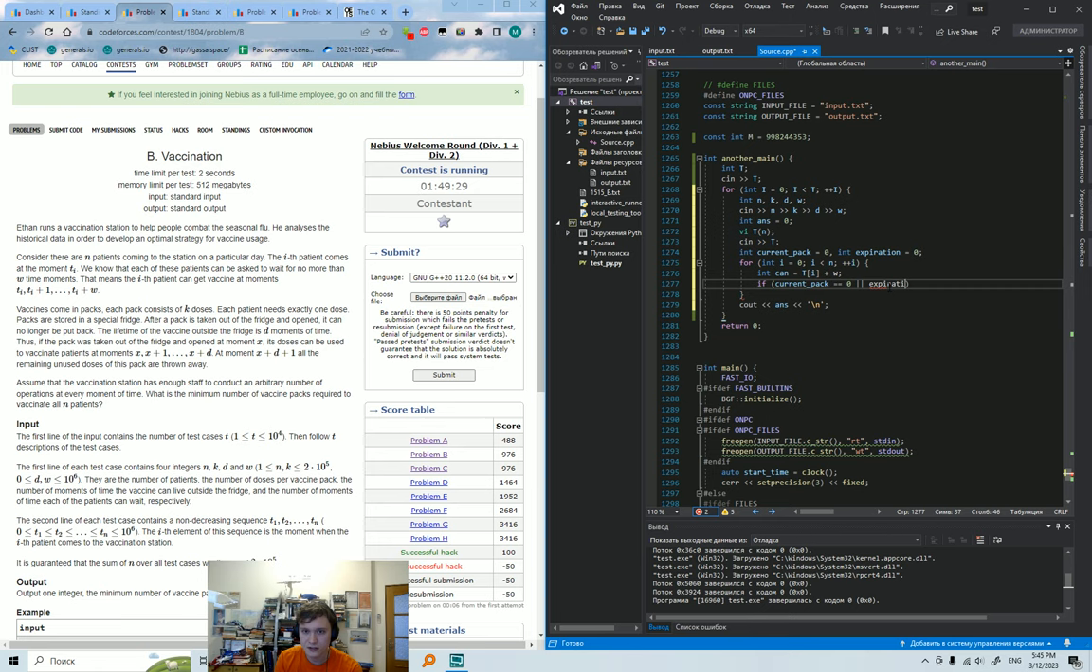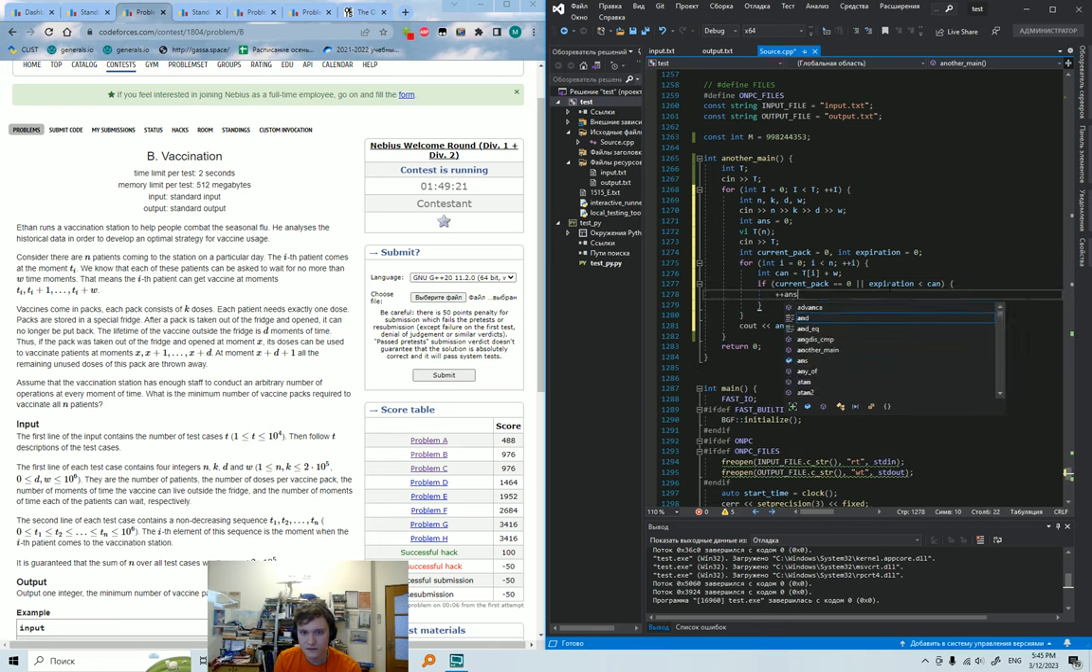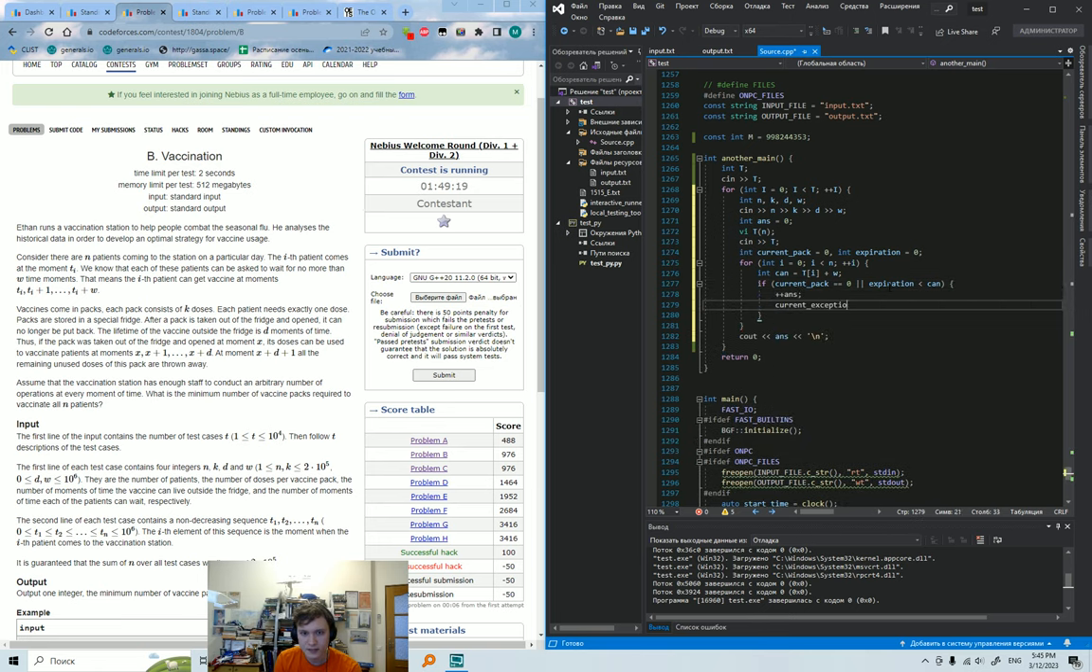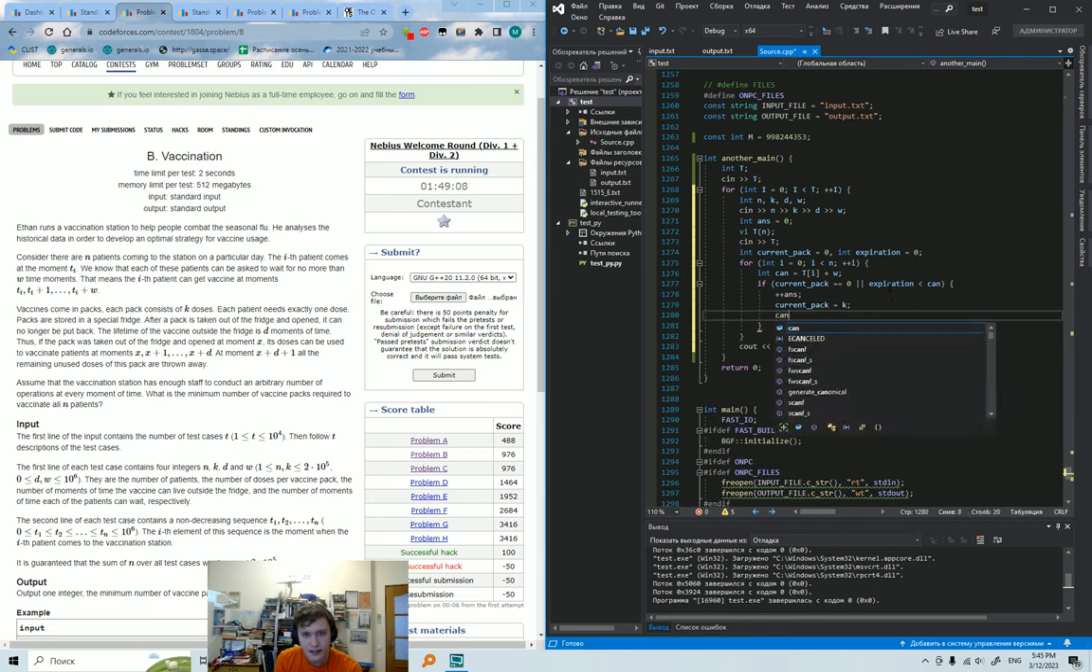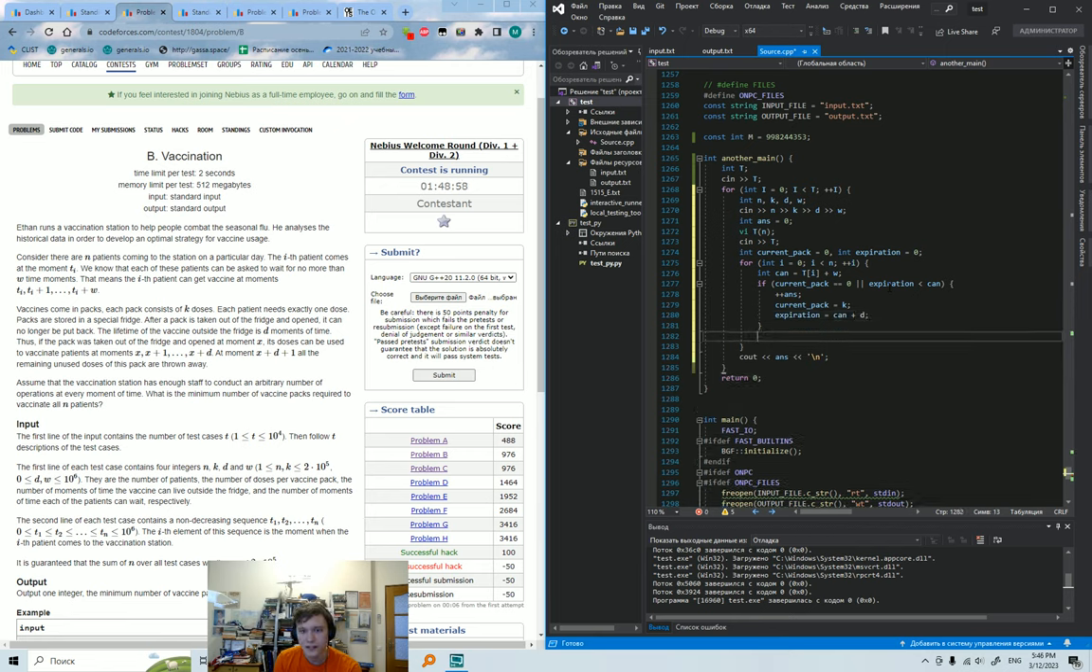So if expiration is less than TI, then we need to open a new pack. So first of all, plus ans, current pack equals K, and expiration equals TI plus D. And now we say that minus minus current pack, and that's okay.